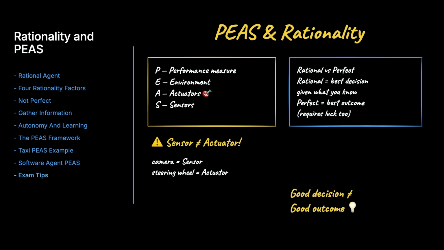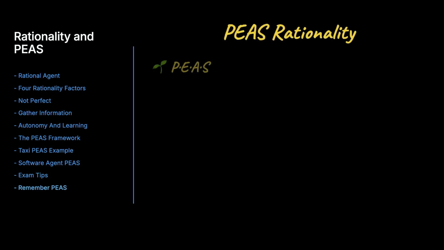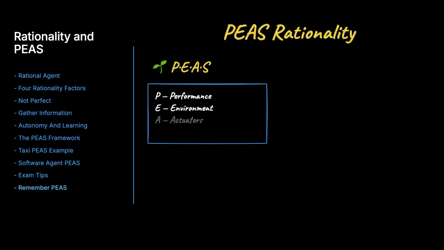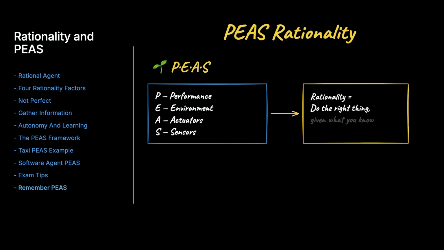Also remember rationality versus perfection. An agent can act rationally and still get an unlucky result. A good decision is not a good outcome. To remember P's, say the word P's like the vegetable and unpack it as performance, environment, actuators, sensors in that order. And to capture rationality, hold this phrase: do the right thing, given what you know. Not the perfect thing, not the lucky thing, but the best expected choice with the evidence available.